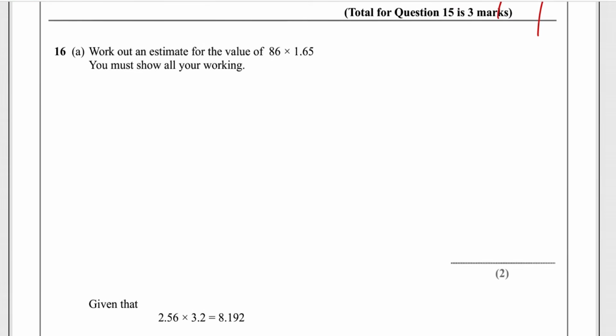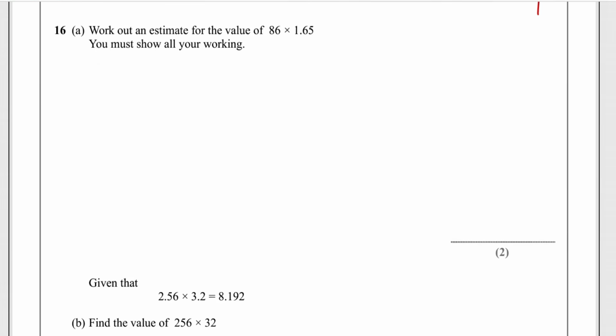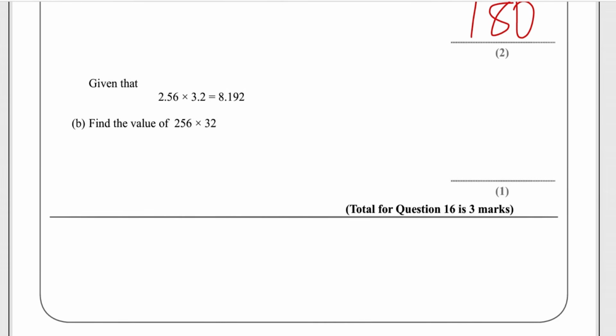We go to 16. Work out an estimate for the value of 86 times 1.65. So if you round it up, 86 will simply give you 90. Then 1.65 is going to give you 2. So 90 times 2, you can just say it is 180. That's the estimate.